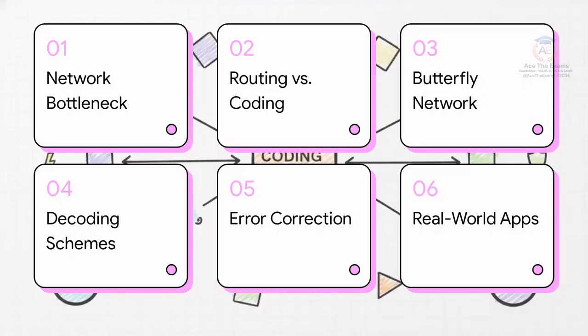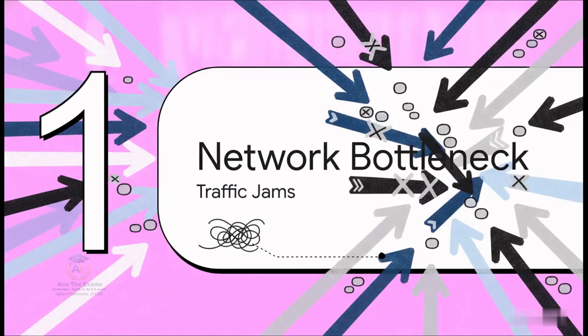To understand how we actually fix this, let's look at our roadmap. We're going to cover 1, the network bottleneck, 2, routing versus coding, 3, the butterfly network, 4, decoding the schemes, 5, error correction differences, and finally, 6, real-world applications. Let's jump into section 1, the network bottleneck.